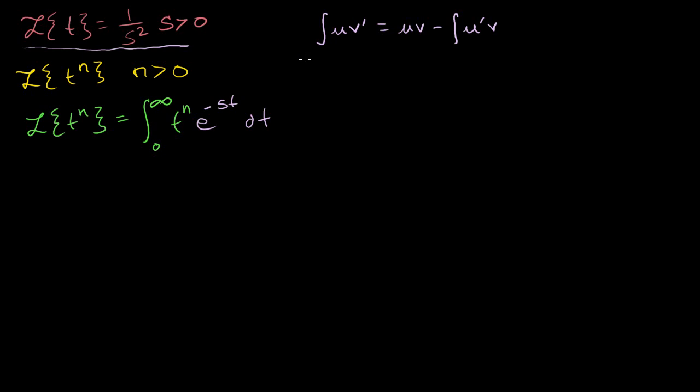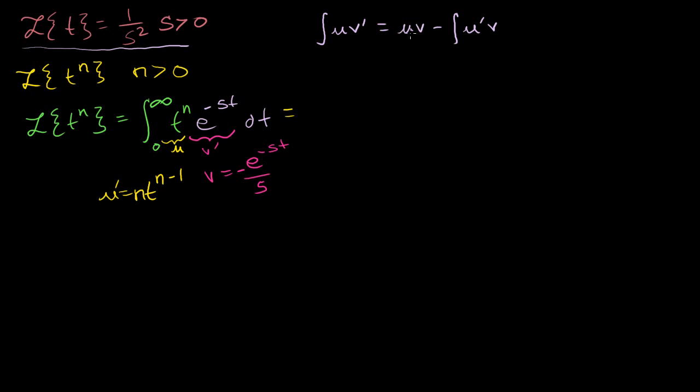So what do we want to make our v prime? It's always good to use the exponential function because that's easy to take the antiderivative of. So this is our v prime, in which case our v is just the antiderivative of that. So it's e to the minus st over minus s. Right? If we take the derivative of this, minus s divided by minus s cancels out, and you just get that. And then if we make our u equal to t to the n, what's our u prime? U prime is just going to be n times t to the n minus 1. Fair enough. So let's apply the integration by parts.